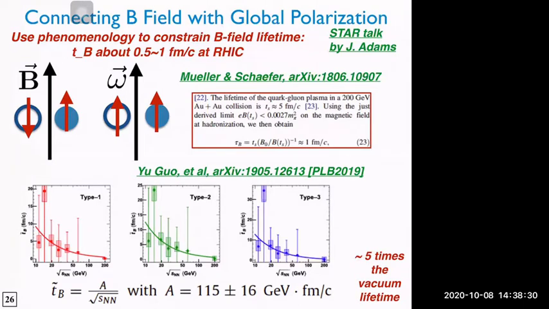So it's about 5 times the vacuum lifetime. Now, I think this estimate is not unrealistic, because if you look at 200 GeV collision, which means the square root S is 200 GeV, and this parameter A is about 100 GeV times Fermi over C, which means that at RHIC, really, you have about 0.5 Fermi over C lifetime, which I think is enough. So I think it could work.